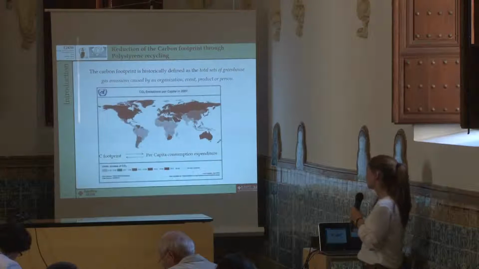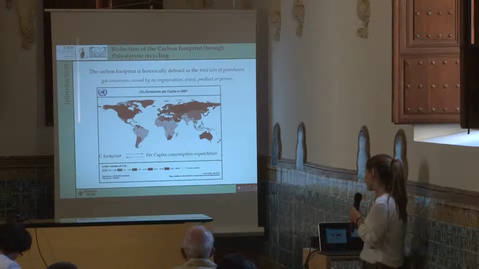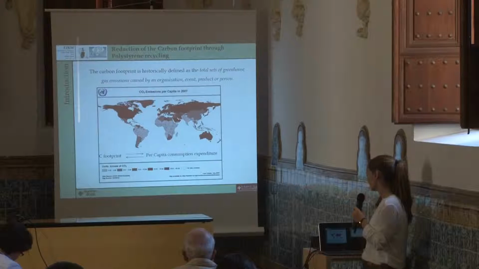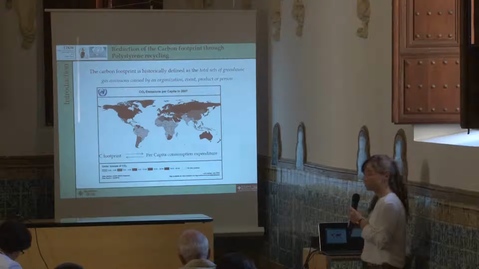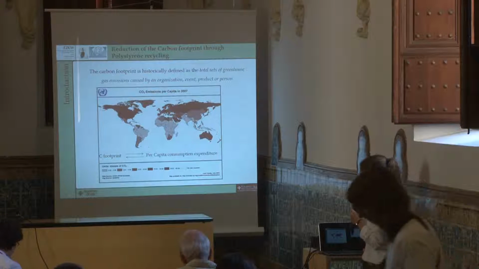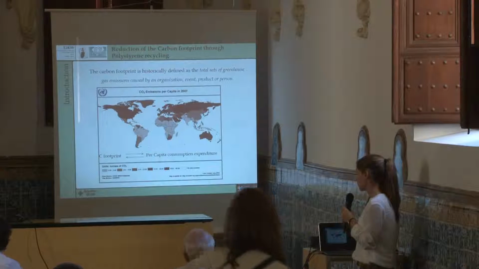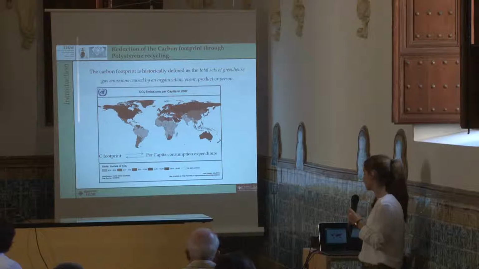The carbon footprint is directly related to the per capita consumption expenditure. Thus, according to the maps, it's observed how in the developed countries the carbon footprints vary from 30 to 60 tons of CO2 per year, while in countries such as African or South American ones, there is less than 1 ton of CO2 per year.